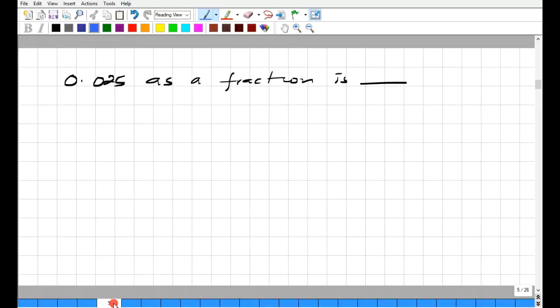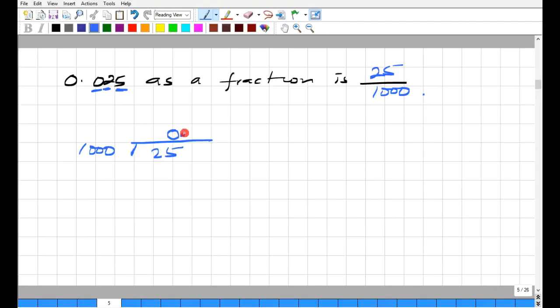So 0.025 as a fraction is, and in this case, it should be 25 over 1,000. Okay. So how do we know that? We have 1, tenths, hundredths, thousands. Let's see if we could try this. 25. I will divide this by 1,000. Let's see. Now, 1,000 can't go into 25.